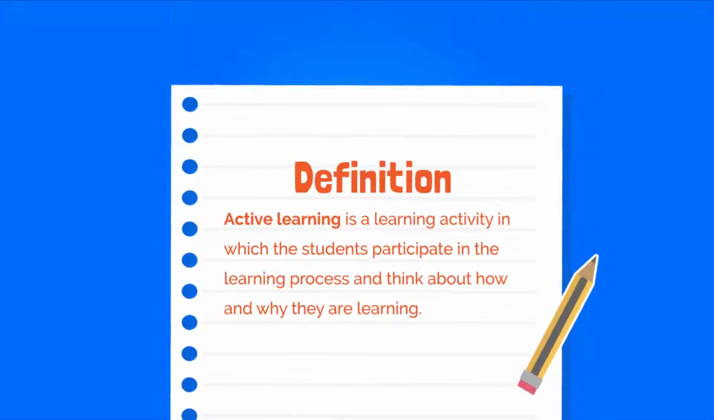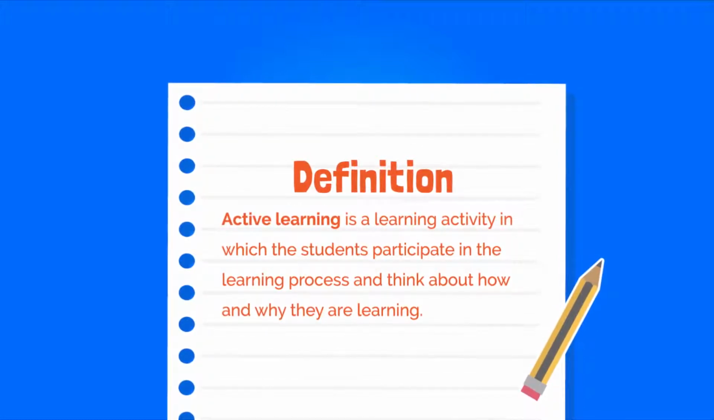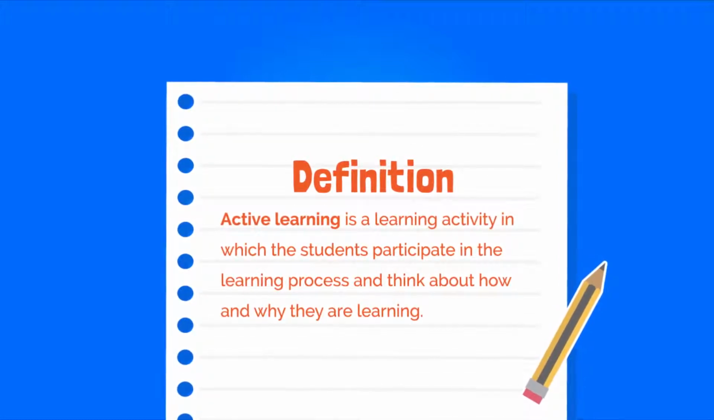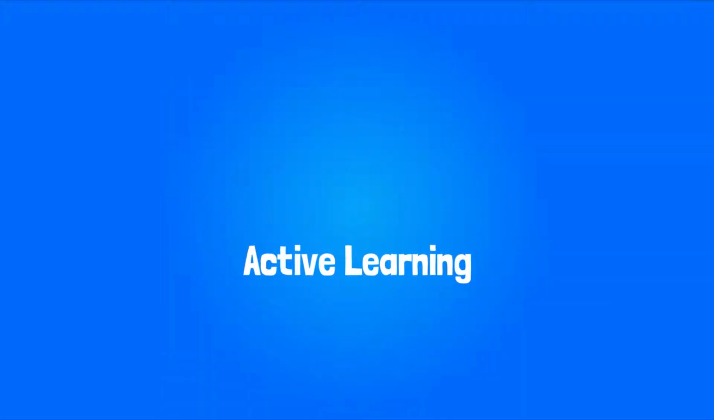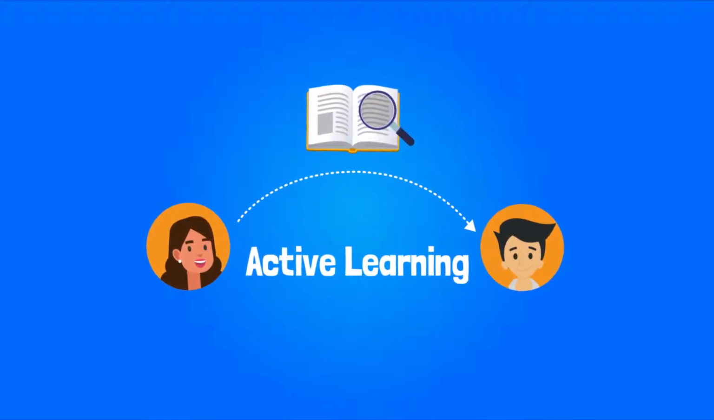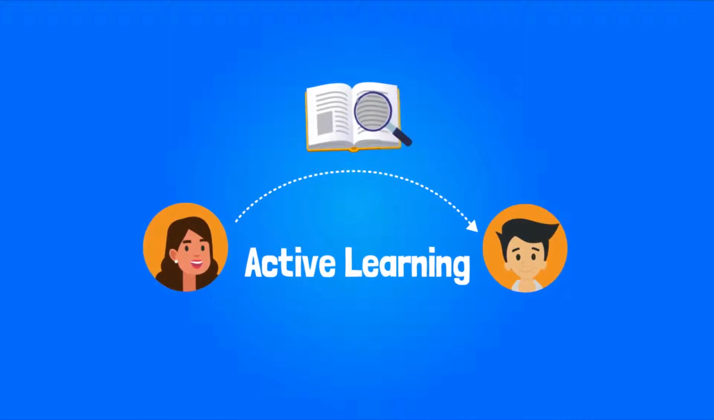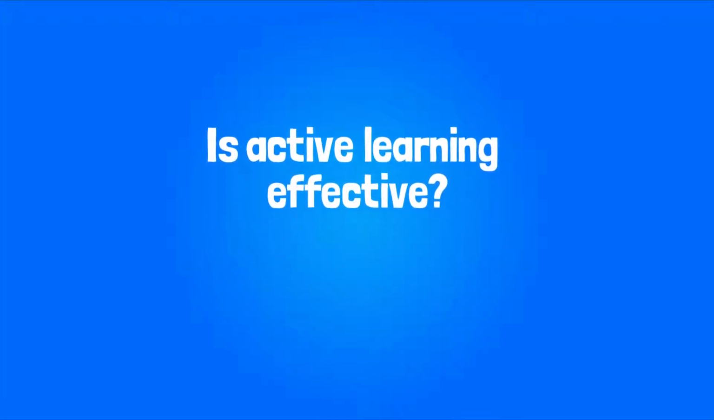Active learning is a learning activity in which the students participate in the learning process and think about how and why they are learning. To encourage active learning, a teacher will guide the students towards the discovery of knowledge. She won't simply give students the information she thinks they need to know. Is active learning effective? Yes!